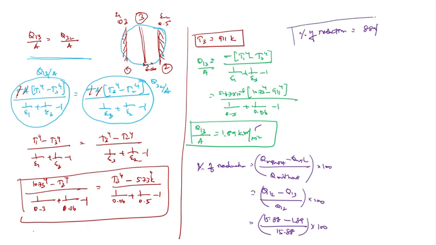So for this problem, without the shield we assume 100 percent. By inserting the radiation shield, the radiation heat transfer Q122 is reduced by around 88 percent. Okay, clear? Thank you.